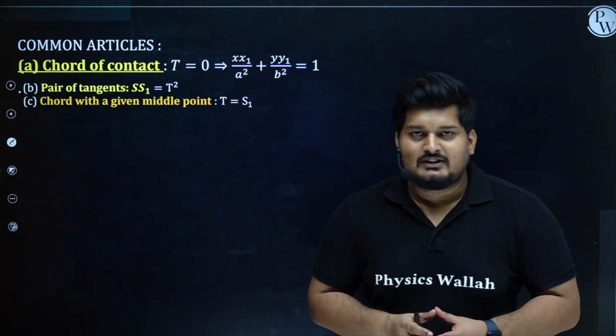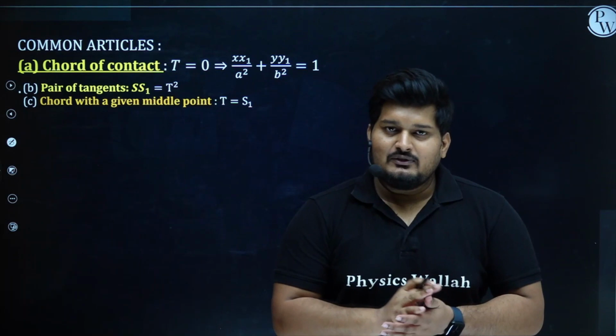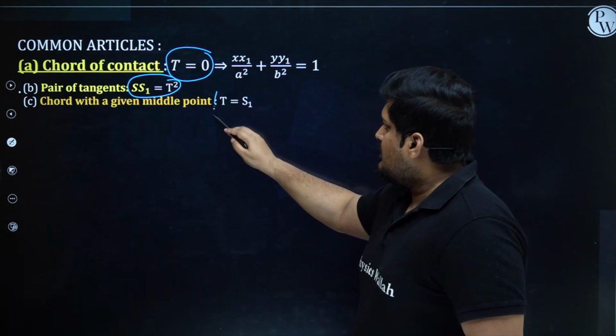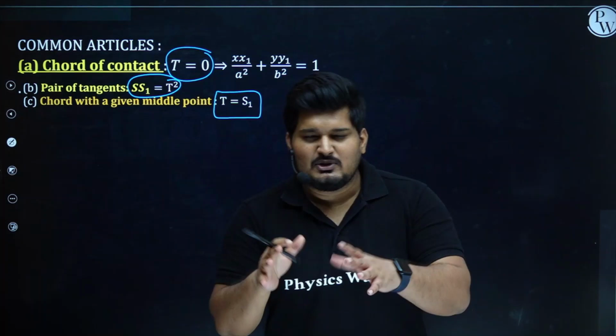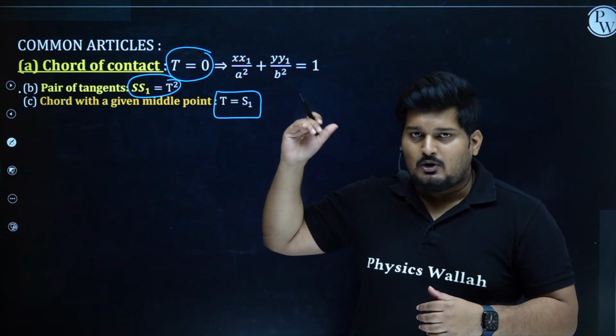So now these three: chord of contact, pair of tangents, and chord with given middle point. Now this we have done in circle, we did in parabola. Obviously, for a second degree equation, the form is exactly the same, right? The chord of contact form is T equal to 0. For pair of tangents, we write SS1 equal to T square. And for chord with given middle point, it is T equal to S1, right? So this is common for parabola, ellipse, hyperbola and circle. And the type of problem that we deal with is almost similar to what we did in circle and parabola. In circle and parabola, I have taken so many examples of chord of contact, so that is why I'm not going to waste time here. I'm directly going to first explain some properties and then start solving problems.